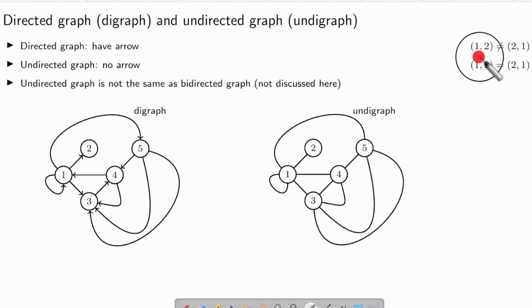For directed graph, (1, 2) is not (2, 1), because this means 1 points to 2, and this means 2 points to 1. But for undirected graph, it means 1 is connected to 2 and 2 is connected to 1.